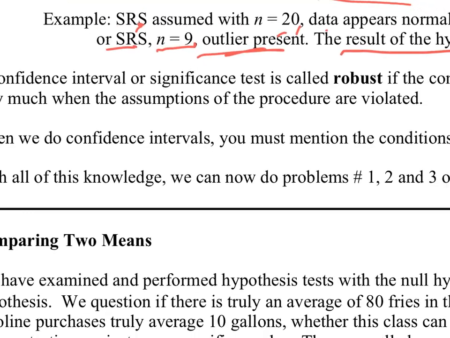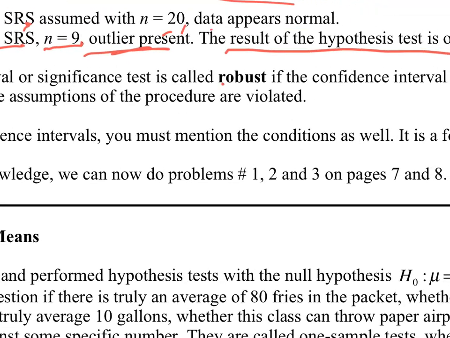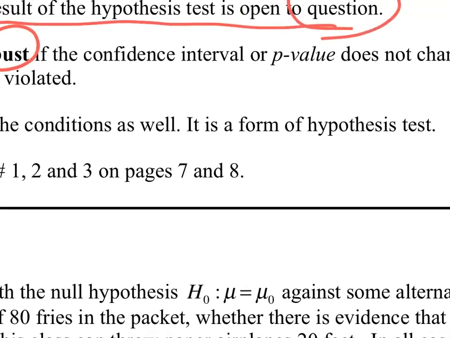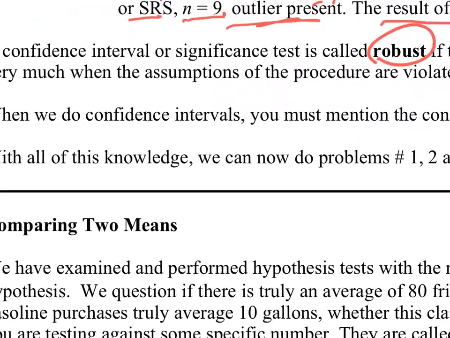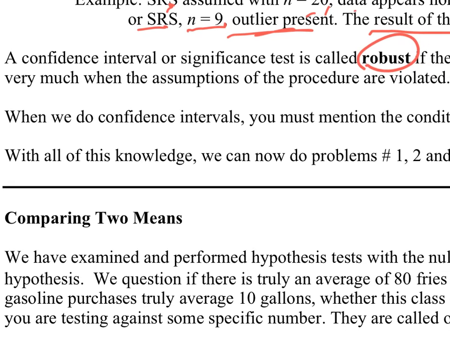A confidence interval or a significance test is often called robust if the confidence interval or p-value does not change very much when the assumptions are violated. The t-test is robust. You can violate a little bit and the results are still okay because the test is very robust. Robust means it's forgiving. It will still give you the results you want, but question it.